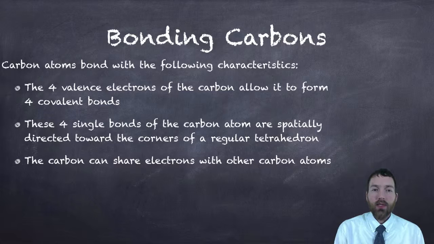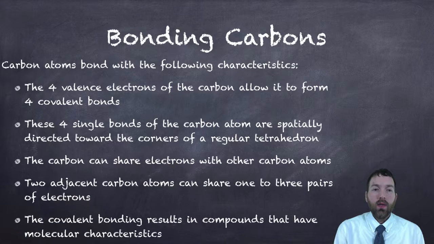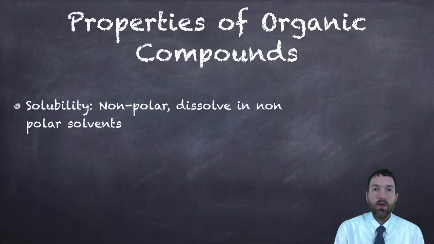As I said, carbon can share atoms with other carbon atoms, and 2 adjacent carbon atoms can share 1 to 3 pairs of electrons. So you can have a carbon-carbon single bond, or a double bond, or a triple bond. And the covalent bonding results in compounds that have the typical molecular characteristics. So let's just review what they would be for an organic molecule.